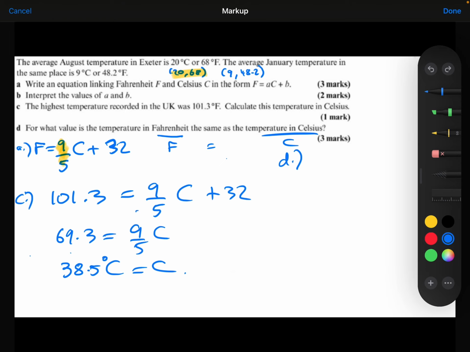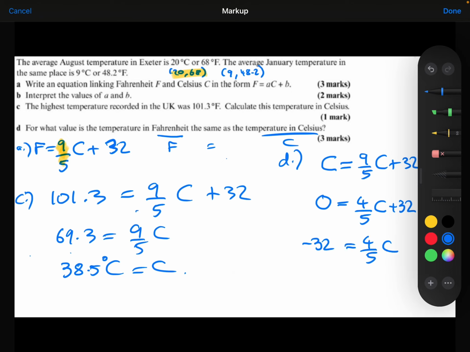I'm going to say that my Fahrenheit is equal to Celsius. So the Celsius is equal to 9/5 Celsius plus 32. If I take C away from both sides, 9/5 C take away C is 4/5. Subtract the 32 from both sides. Divide both sides by 4, and then times both sides by 5. I find that the temperature in Celsius and Fahrenheit is minus 40 degrees.